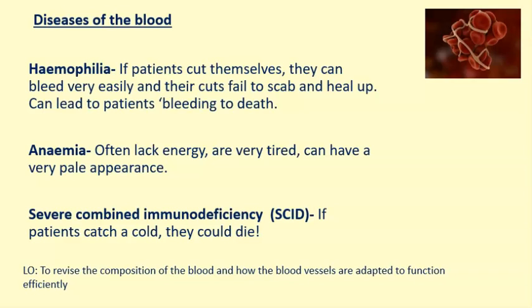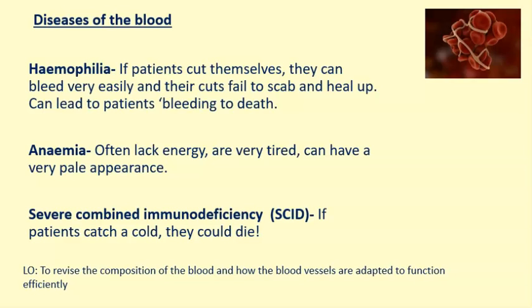Okay, moving on. You may be given examples of diseases of the blood, and some of them are listed there. So haemophilia, anemia, and severe combined immunodeficiency. So what you would have to do is read about the disease and link them to the part of the blood. So the first one, haemophilia.